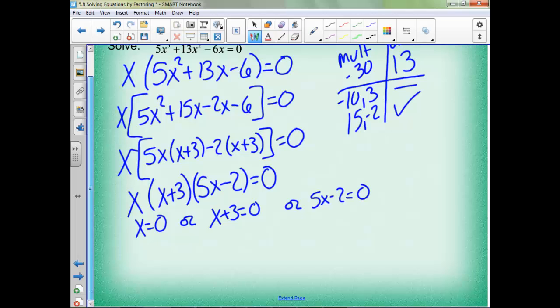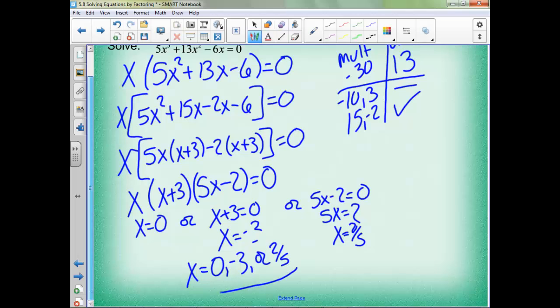So this one's already solved. This one, x will be negative 3. This one will have 5x equals 2, x equals 2 fifths. So if you wanted to rewrite this, you could write it as x equals 0, negative 3, or 2 fifths. If you wanted to write them all together, that's fine. If you wanted to have them broken up, that's fine.